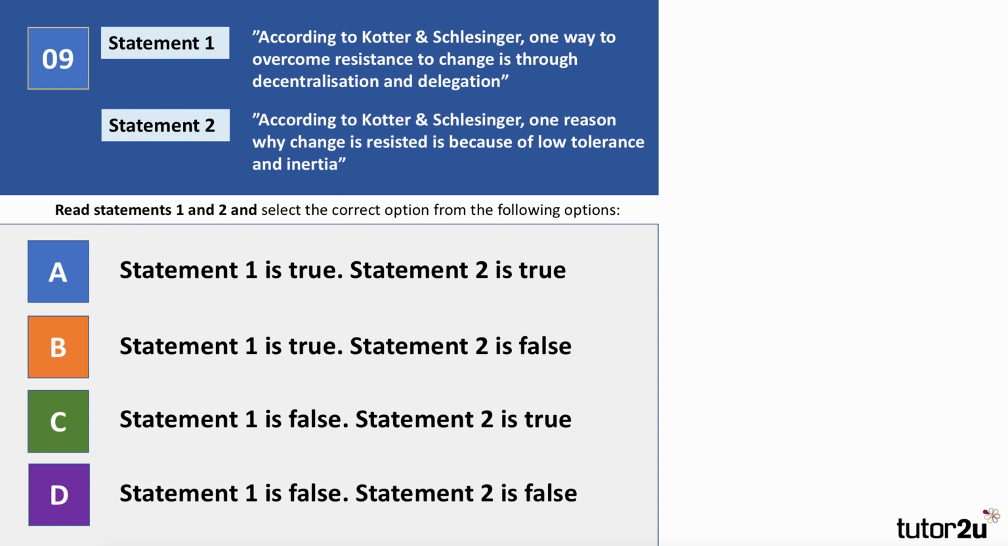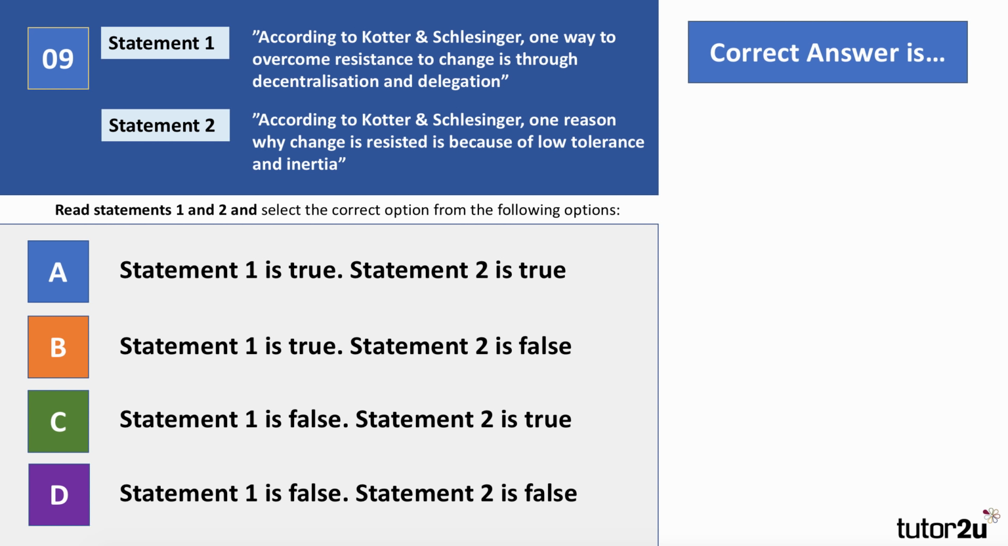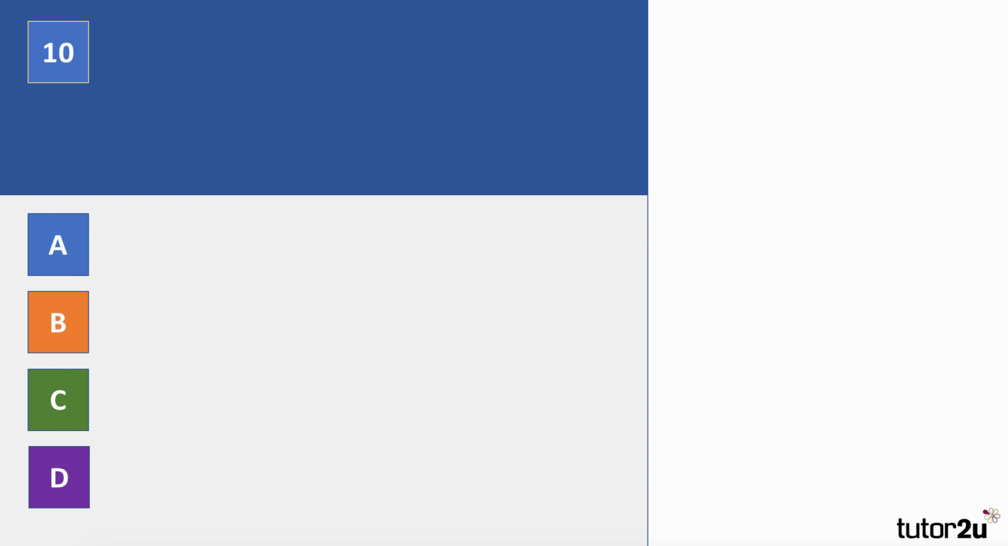Let's have a look. Of course, they could both be true, they could both be false. In this case, the answer is C. Statement 1 is false and statement 2 is true. Cotter and Schlesinger identified 6 ways of overcoming resistance to change, but decentralisation and delegation weren't one of those. So that's false. However, statement 2 is true. That was one of the 4 reasons that good old Cotter and Schlesinger identified why people resist change: a low tolerance for change and inertia. So that's true.